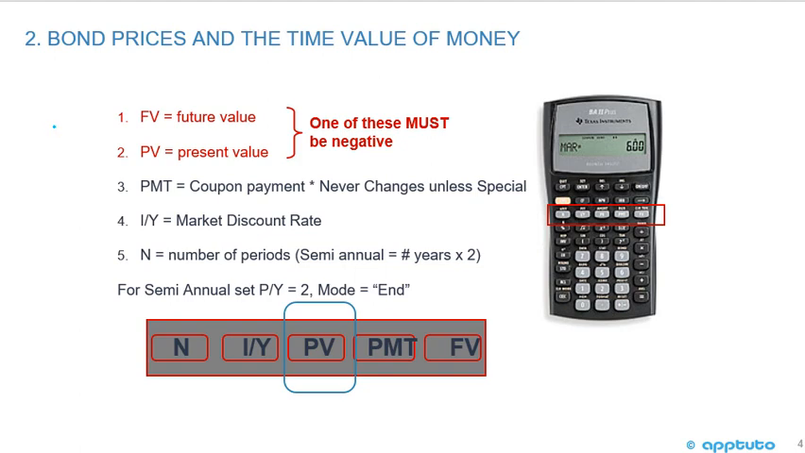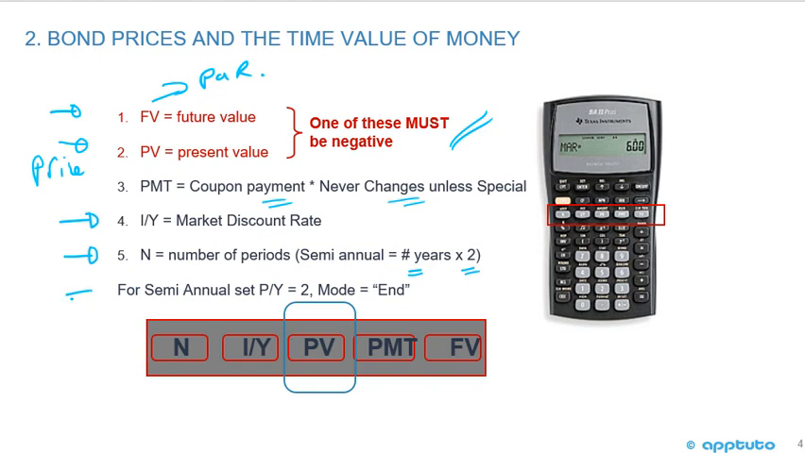So first of all, the present value and the future value, when we're calculating the price, one of these has to be negative, when we're using the time value of money calculations. The present value, that's the price, and the future value, that's the par value, and the payment is going to be the coupon payment, and that never changes unless it's a special like floating rate note. The IY is the market discount rate, and N equals the number of periods. For semi-annual, N would equal the number of years times 2.